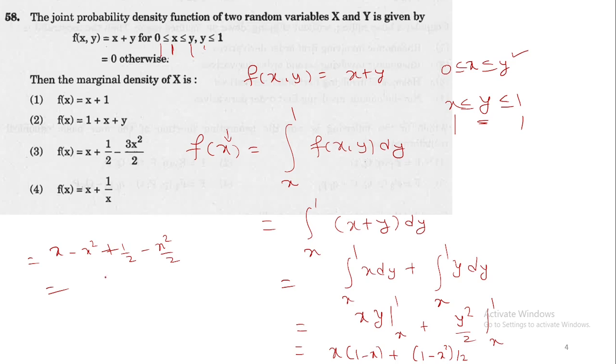So here I shall take it as minus 3x square by 2 and plus 1 by 2, and x I am keeping as it is. That is x minus 3x square by 2 plus 1 by 2. So you see that option 3 matches this. Therefore this is the right answer.